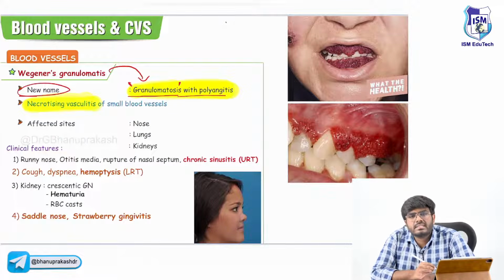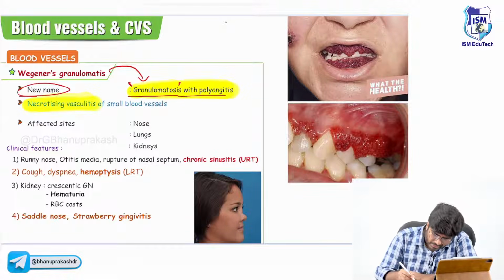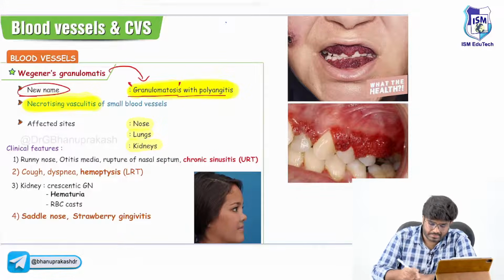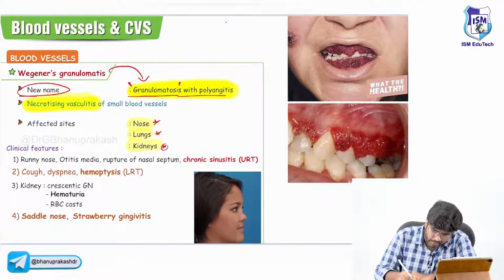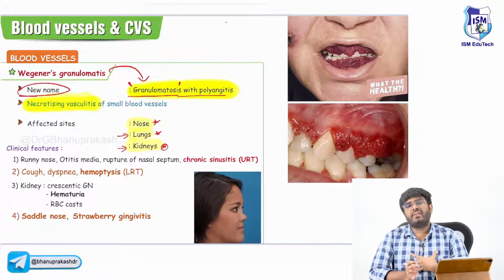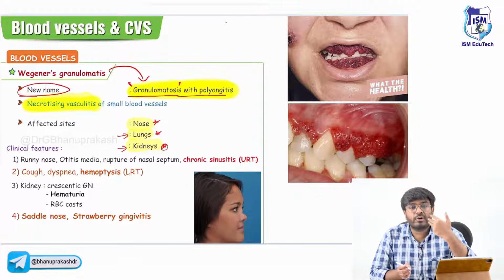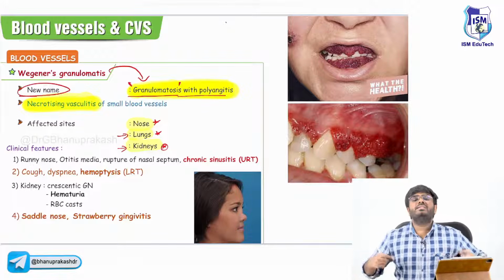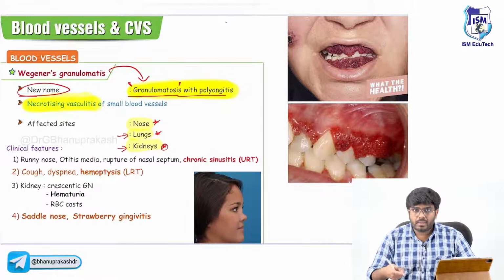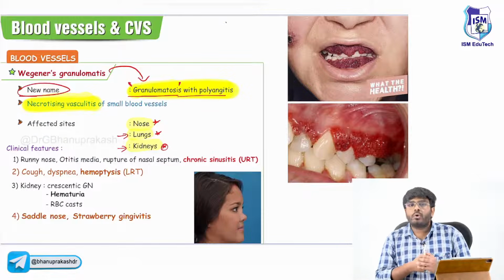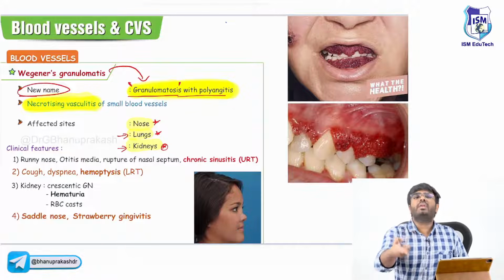Now, in this vasculitis, which organs are most commonly affected? Very important MCQ: 3 organs are most commonly affected, nose, lungs, and kidneys. If my lungs are affected because of this vasculitis, I will have hemoptysis, blood coming out when I cough. And when my kidneys are affected, I will have hematuria, blood coming out in the urine. So these patients are going to have hemoptysis with hematuria.